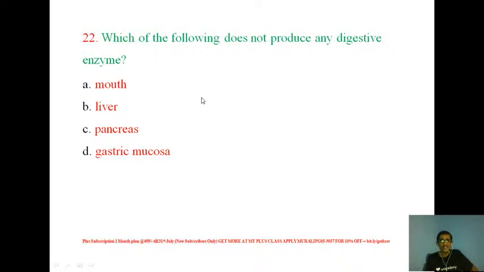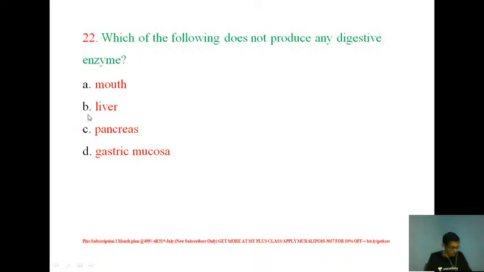Next, which of the following does not produce any digestive enzyme, but is a part of the human digestive system? Mouth, liver, pancreas, gastric mucosa. All 4 are very important for digestion, but out of these 4 options, liver is not going to produce any enzyme. So here the answer is liver, B.